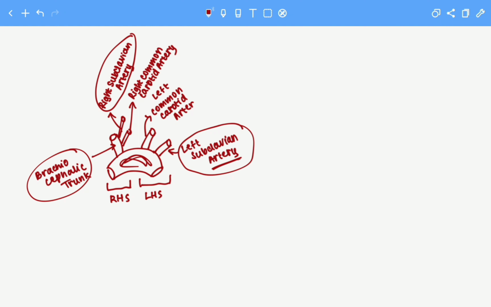Now let's move on to the course of the subclavian artery and how it supplies the arm and the forearm. So first we'll do the flow chart and then we'll understand the positioning with the help of a rough diagram. So let's start with the flow chart. So first we have the subclavian artery. The subclavian artery is between the anterior and middle scalene muscles.